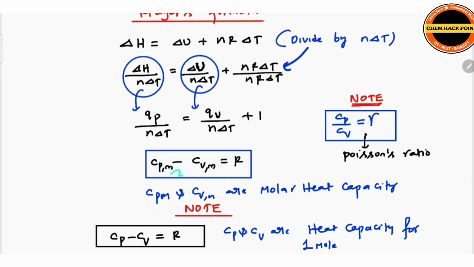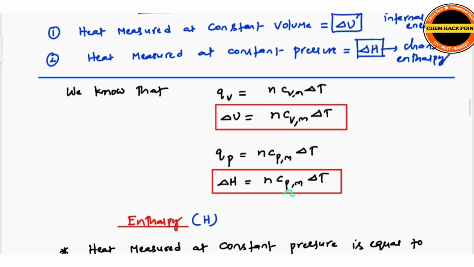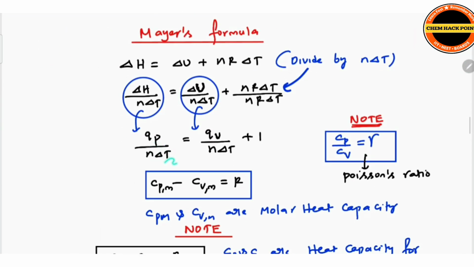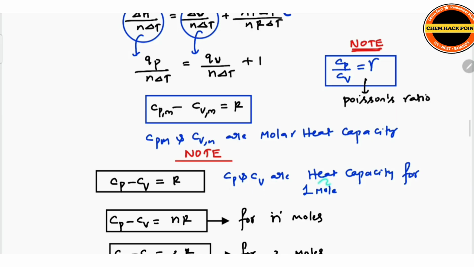How are we writing this particular part? You see once. Cpm is Qp by N delta T. Here we wrote C. Cpm, if you bring this side, what you will get? Delta H by N delta T. So the same we are writing here, Qp by N delta T, or you can say Cpm minus Cvm is equal to R. Okay. So Cp by Cv is Poisson's ratio gamma. Remember, Cpm minus Cvm is equal to R. Cpm and Cvm are molar heat capacities. Cp and Cv are heat capacity per 1 mole.